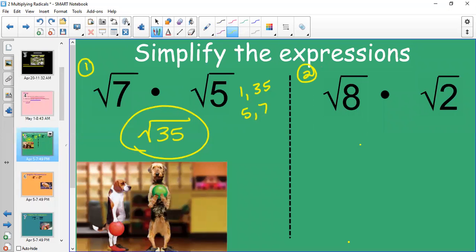So inside with inside, we get square root of 16, and that is a perfect square, and the square root of 16 is 4, so that would be our final answer.